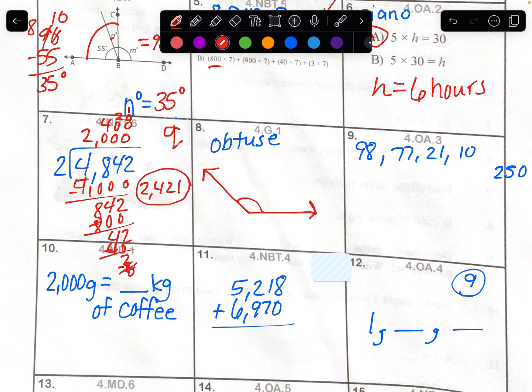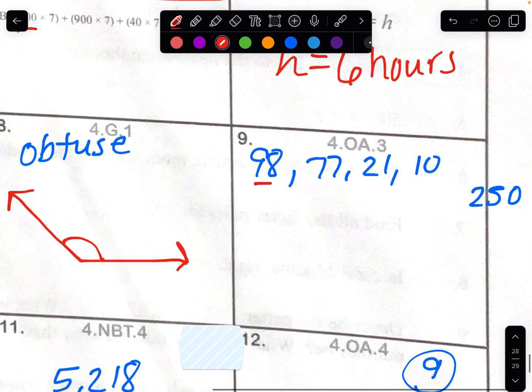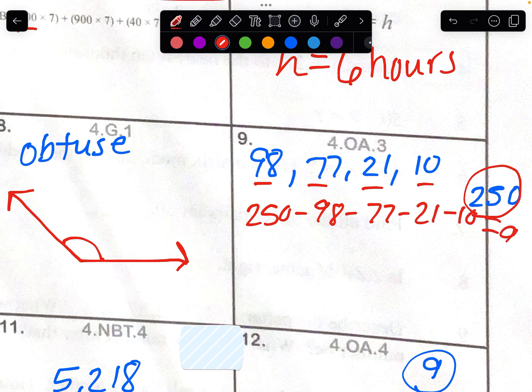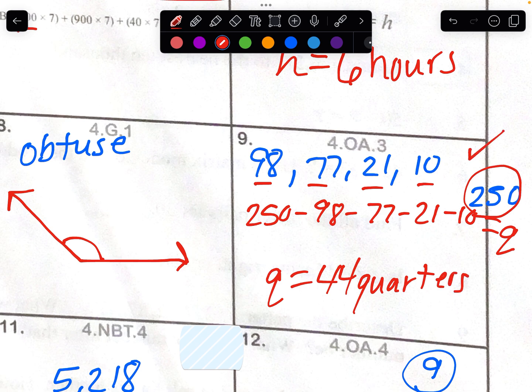All right, number 9. We are talking about quarters in a bank, and she has 98 in bank 1, bank 2, bank 3, and bank 4, but she wants to save 250. They want to know how many more does she need to save. So one of 2 ways. You could take 250 and subtract 98, subtract 77, subtract 21, and 10, and that is going to give you Q for quarters. Or you can add all of them up and then subtract from 250. I'm not really going to do all that. You need to make sure that you have the work to show that 44 quarters is your answer.